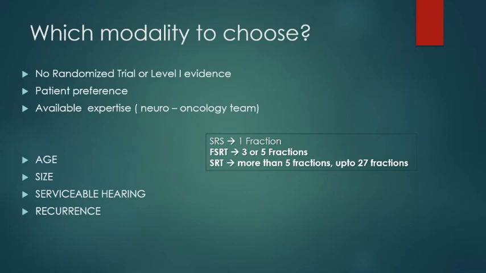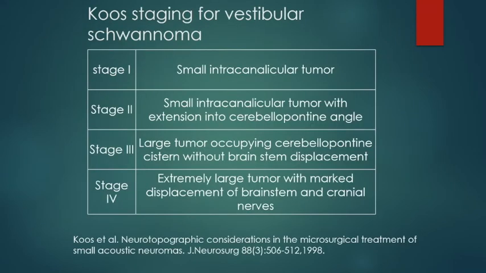And for the understanding of the definitions, SRS is a single fraction. Fractionated stereotactic radiotherapy, as per the insurance company's definition, is 3 to 5 fractions. And SRT is more than 5 fractions, and we have used up to 27 fractions in certain cases. So these are the common things that we'll remember and proceed on.